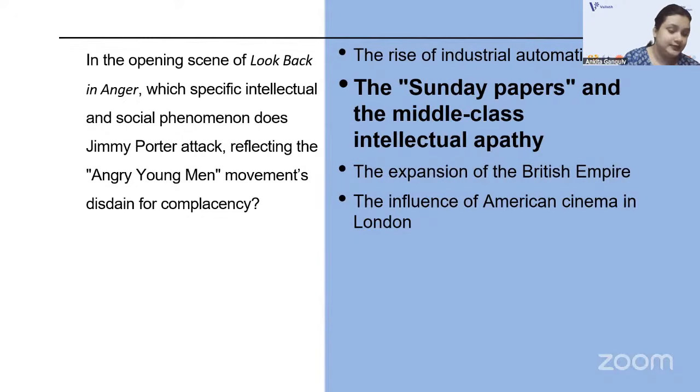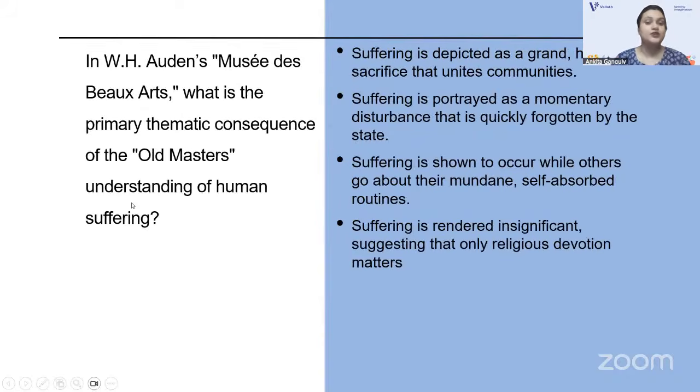Clear? Great. Next. In W.H. Auden's Musée des Beaux-Arts, what is the primary thematic consequence of the old master's understanding of human suffering? What is it that we get to know about his understanding of human suffering? How does he see suffering? Suffering as a grand heroic sacrifice that unites communities? Absolutely not. Suffering as a momentary disturbance that is quickly forgotten by the state. Again, state is not mentioned. Or it can be. Let's see.